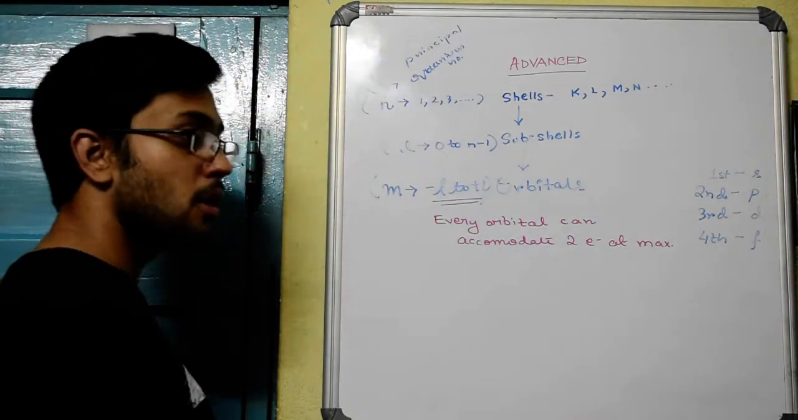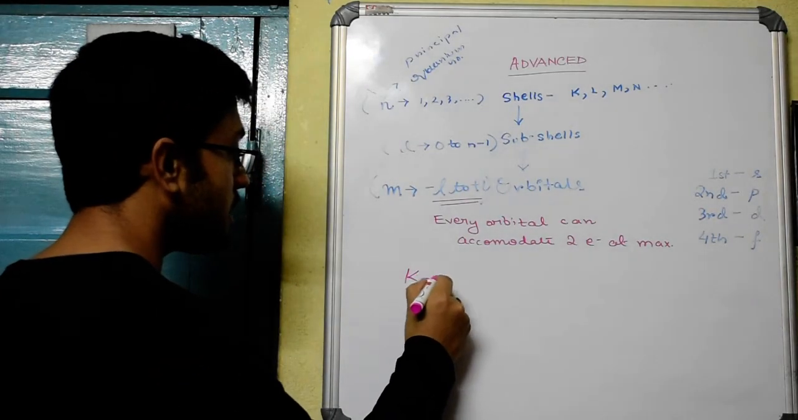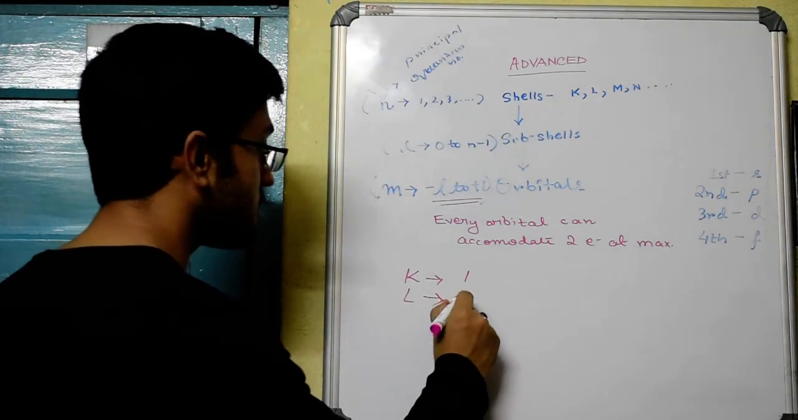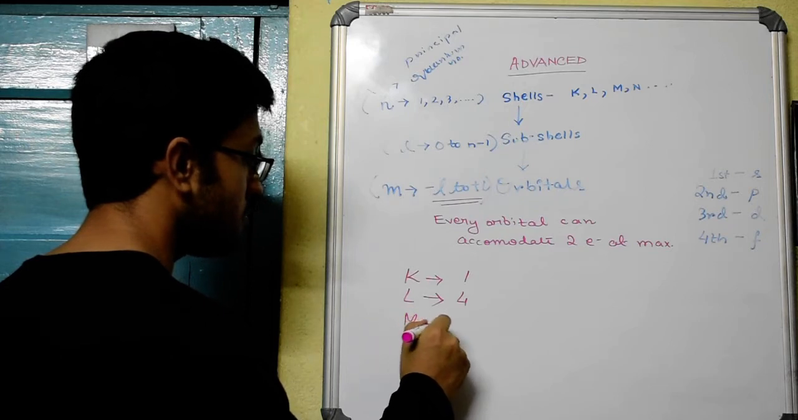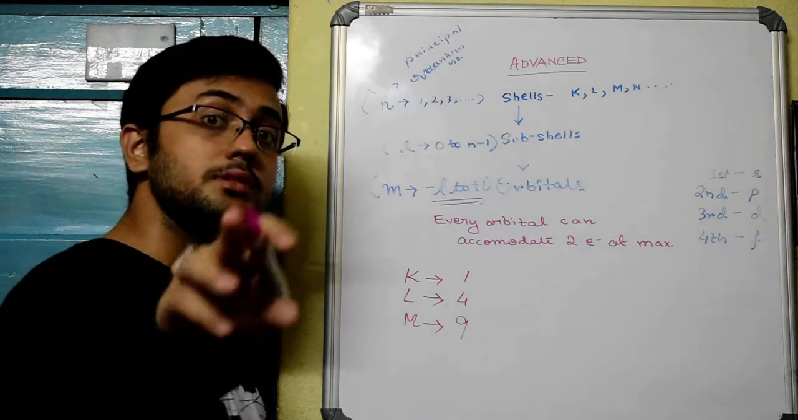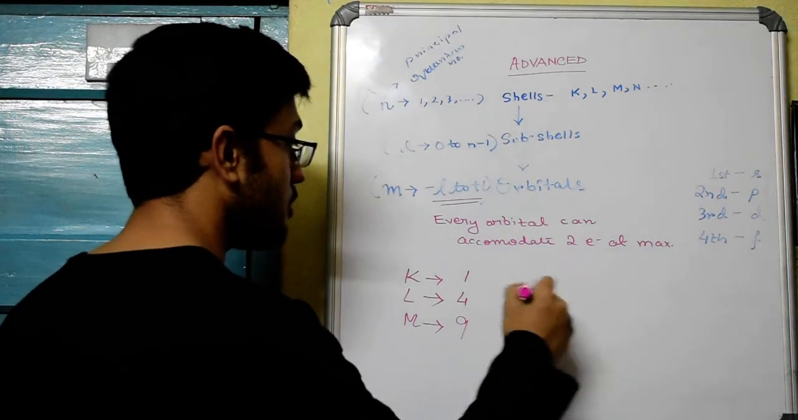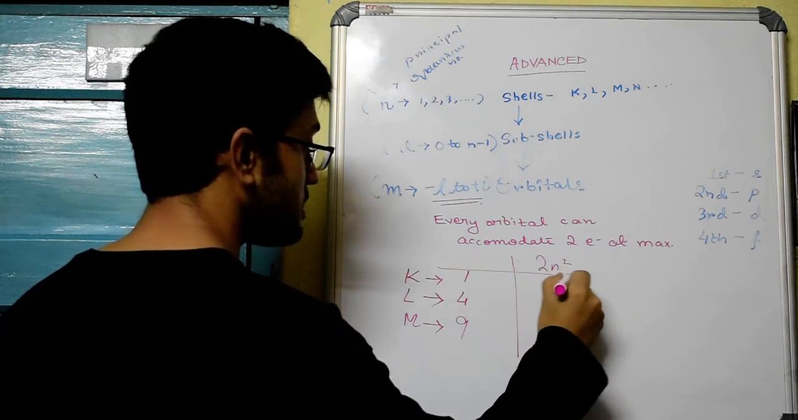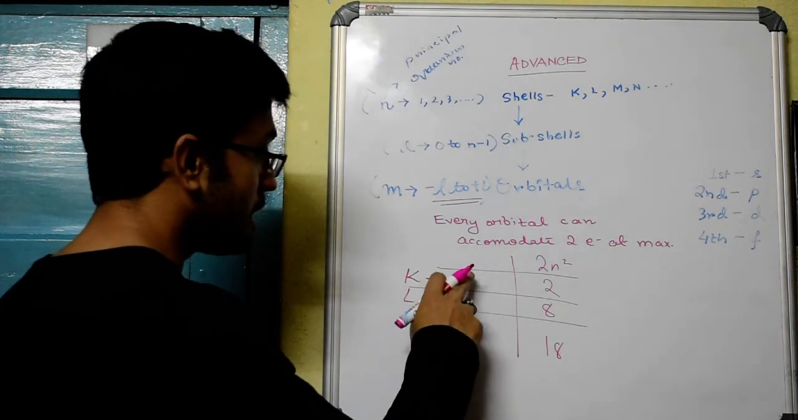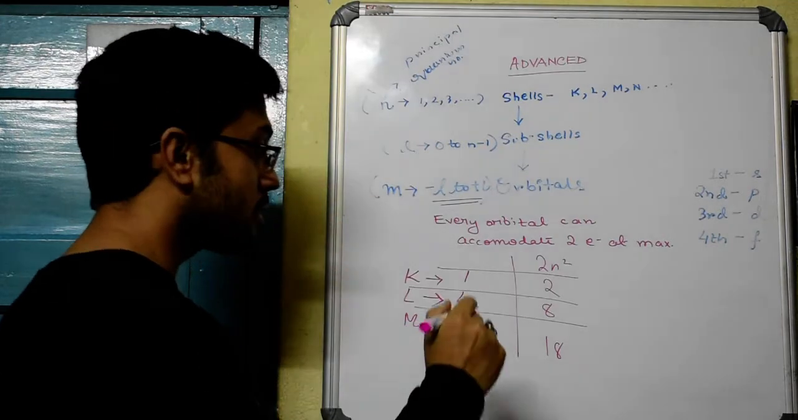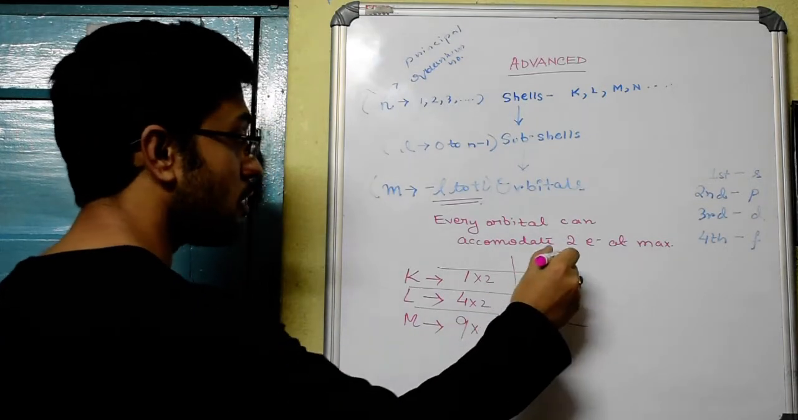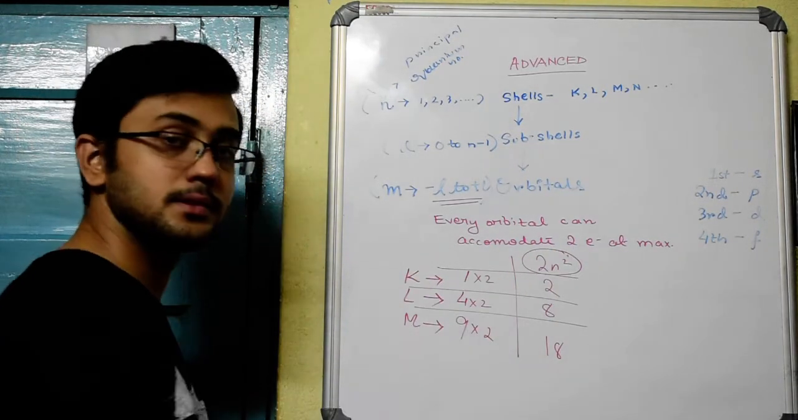Now if you use this formula, surprisingly you will see that K shell has got 1 orbital, L shell has got 4 orbitals, M shell has got 9 orbitals. Therefore, when you use that formula of 2n squared, you get the number of electrons as 2, 8, 18. Multiply them by 2, because I said every orbital can take 2 electrons. 1 into 2 is 2, 4 into 2 is 8, 9 into 2 is 18. So our formula of 2n squared agrees with what we did just now.